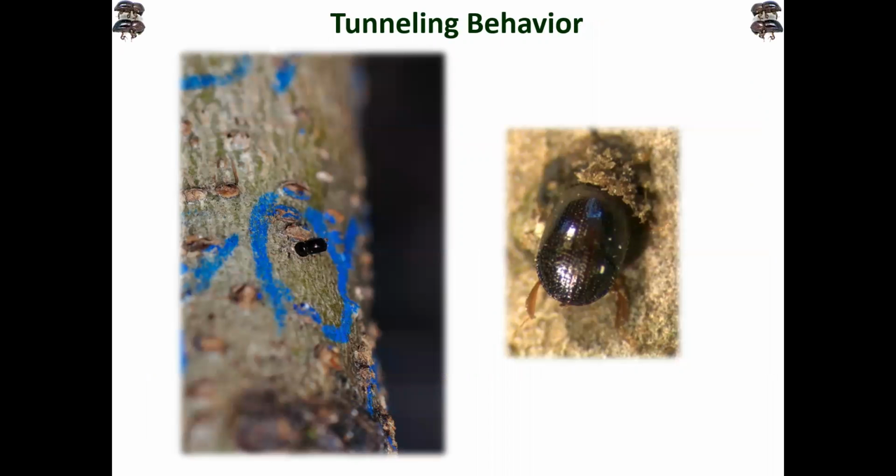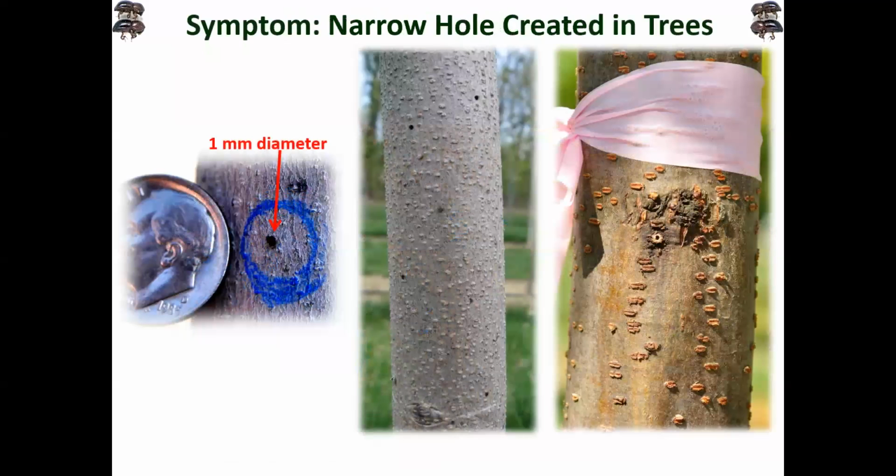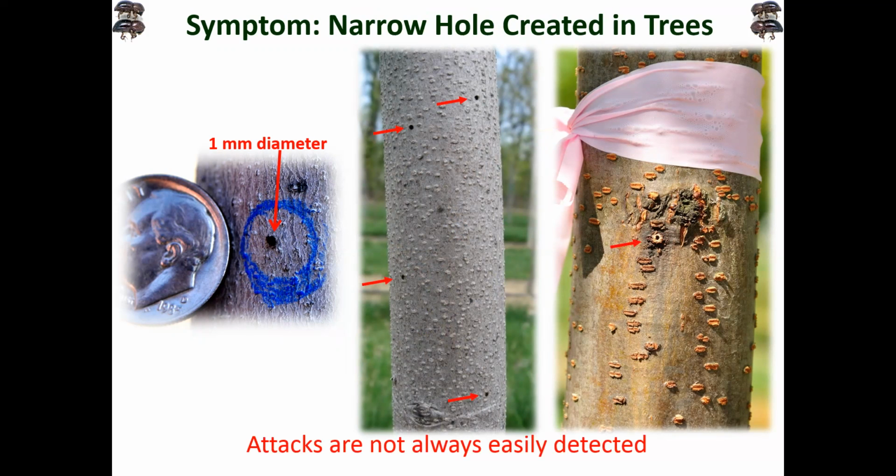Now, as I mentioned, they have a wood-boring behavior, so it's the female that actually will tunnel into the host tree. In terms of symptoms, they create a relatively narrow hole typically in the stems, but also sometimes the branches. But for these two species, it's really the stems. It's a relatively small hole, and as a result, the attacks are not always easily detected.